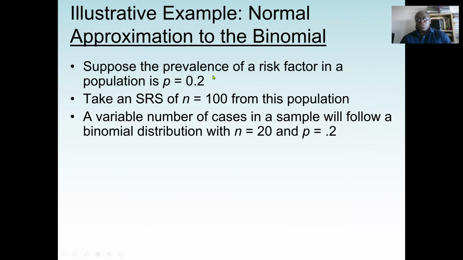Now we say suppose the prevalence of a risk factor in a population is p equal to 0.2. We take a simple random sample of n equal to 100 from this population. The variable number of cases in the sample will follow a binomial distribution with n equal to 100 and p equal to 0.2. N is again the number of tries.